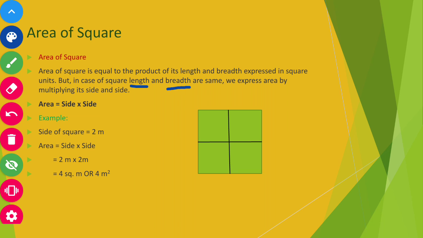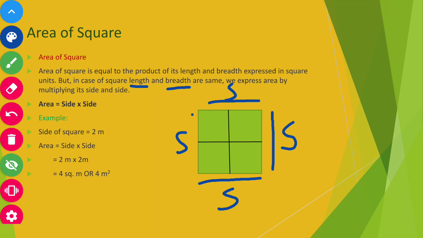So we express area by multiplying its sides. We express this as side, side. So what is the area of the square? Side into side. So the area of the square is side into side.